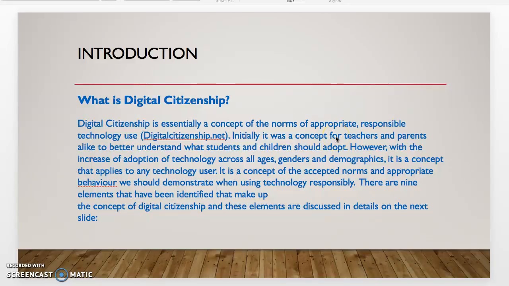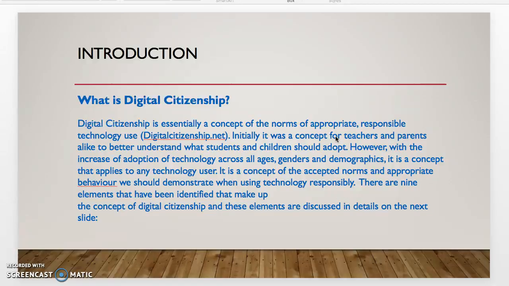Here we're going to talk about digital citizenship and 9 elements of digital citizenship. What is digital citizenship? Digital citizenship is essentially a concept of the norms of appropriate, responsible technology use. Initially, it was a concept for teachers and parents alike to better understand what students and children should adopt.